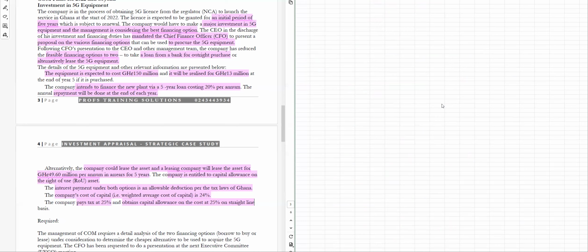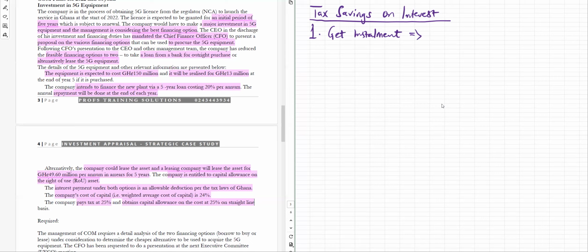Now, the next thing we need is the tax savings on interest. You see how we are getting each of the cash flows. So with the tax savings on interest, what we actually need to do is that we need to get the installment payments. Okay. First, get your installment payments. You know, when you are paying loans, the loans are usually in finance, they are blended. Blended loan is a loan where each installment you pay is made up of your principal and then your interest at the same time, right?